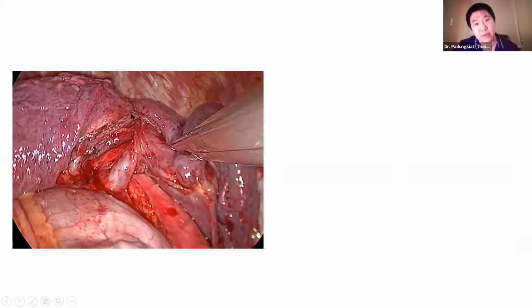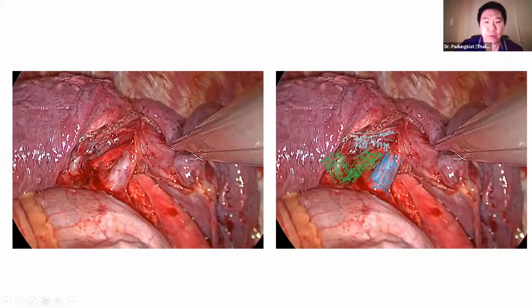In this case, I tried to go into the fissure a little bit too, but when I cut right up to here, you can see that this still has this kind of thick lung tissue, and if you dive in, there's going to be a long post-operative leak. Okay, so this is a pulmonary vein here, right?